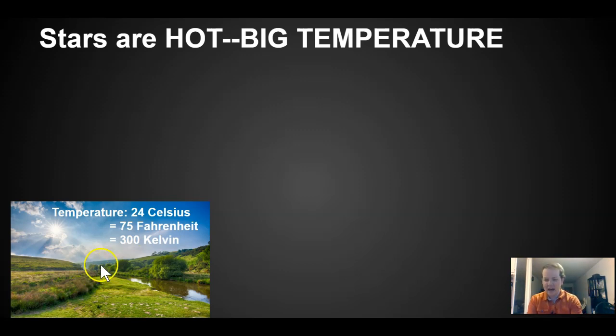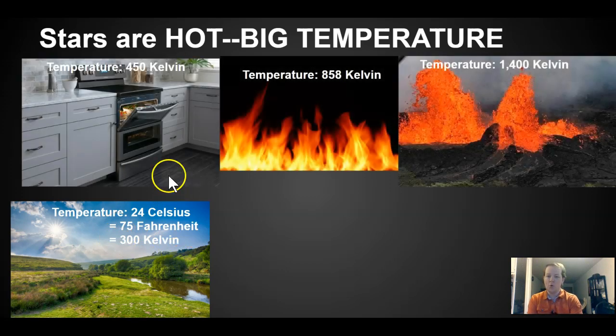So, on a nice day, okay, a certain temperature. Ooh, the oven can get even hotter. So on a nice day, that's 300. You don't need to memorize these numbers. But your oven can get hotter, right? It can cook food. Here's 450. Fire. Fire is very hot. More hot than an oven.